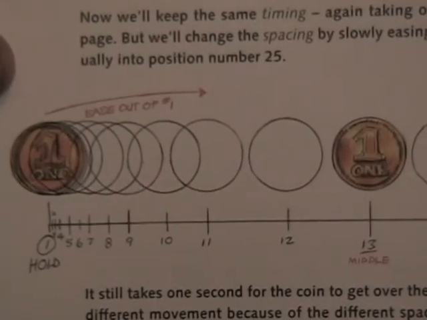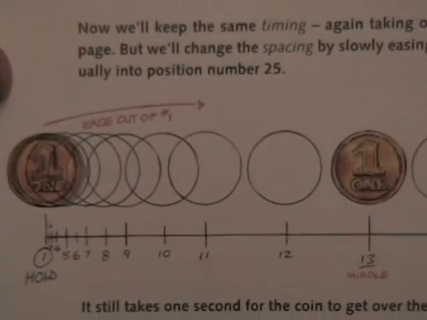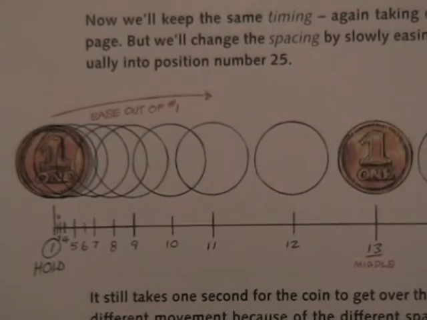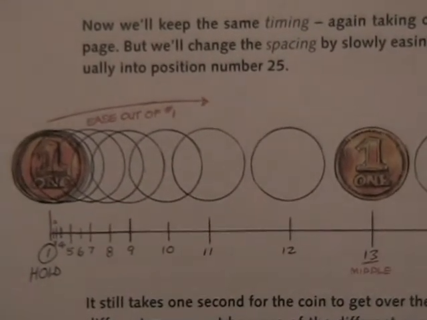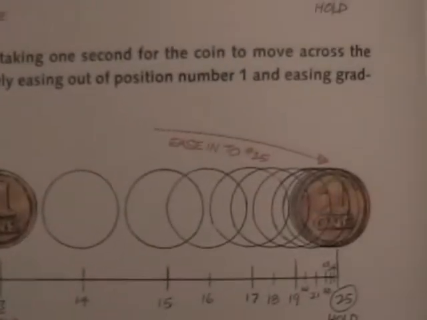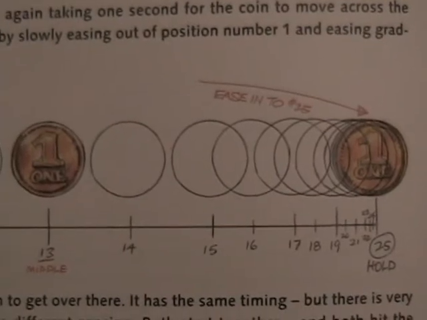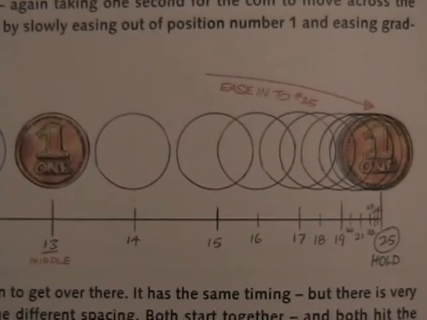Slow in is when you animate something so the in-betweens are closer in the beginning of a movement, so it seems to move slow in the beginning. Slow out is when you animate something so the in-betweens are closer at the end of the movement, so it seems to slow down at the end.